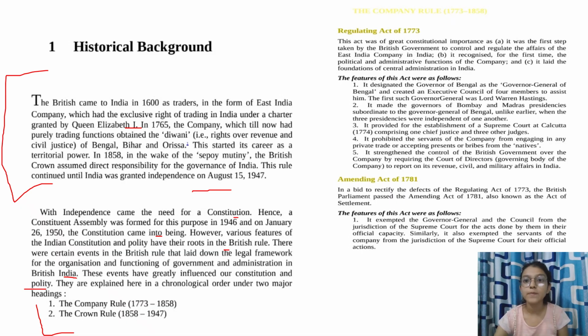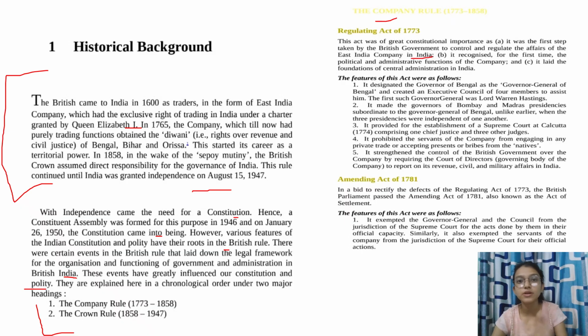So first we have the Company rule. As I said, a single company came to India with the intention of trading here, but by seeing the premises, by seeing the behavior of Indian people, they started ruling over us. Later, this company took over all of our people. The first act we have is in the year 1773. It is the Regulating Act. This act was of great constitutional importance, as it was the first step taken by the British government to control and regulate the affairs of the East India Company in India.